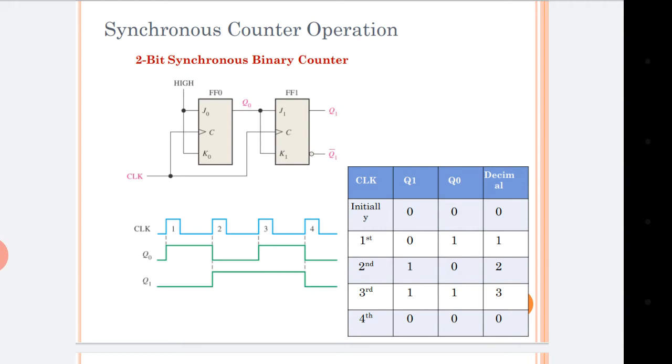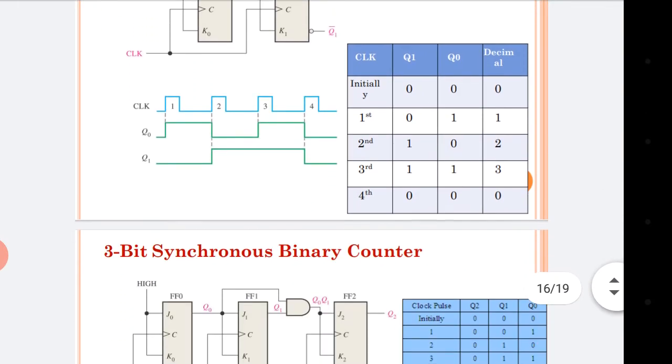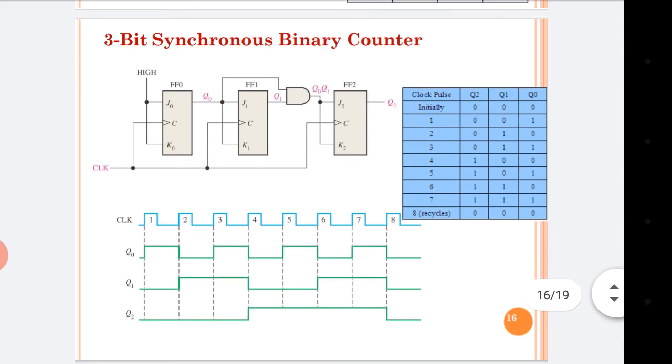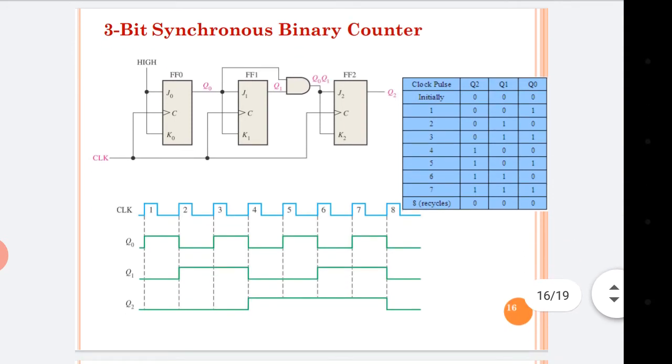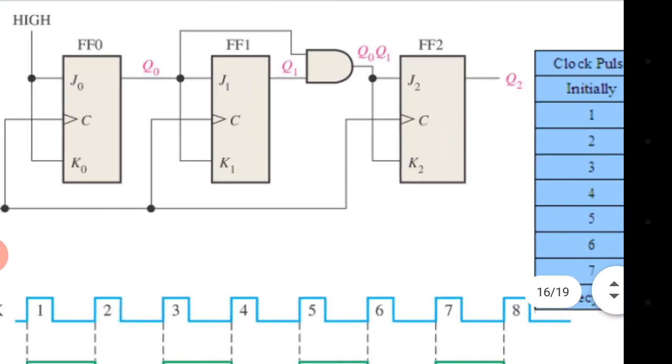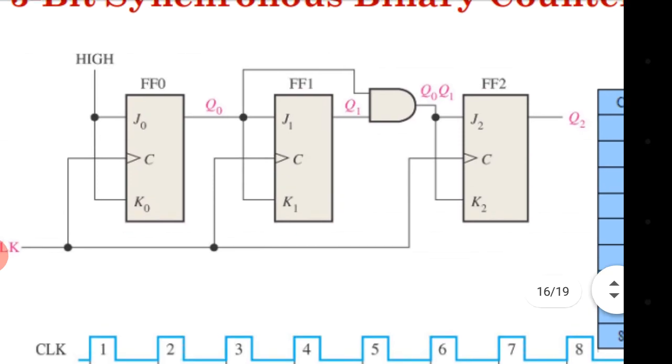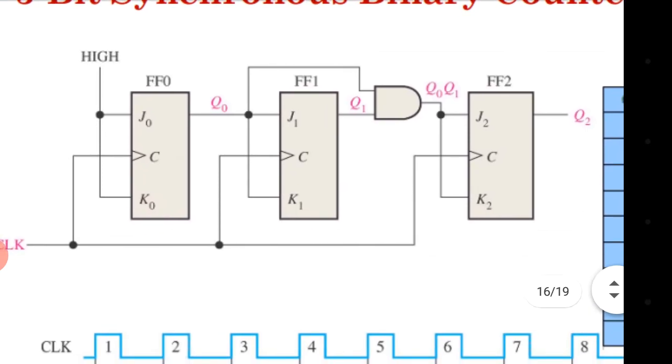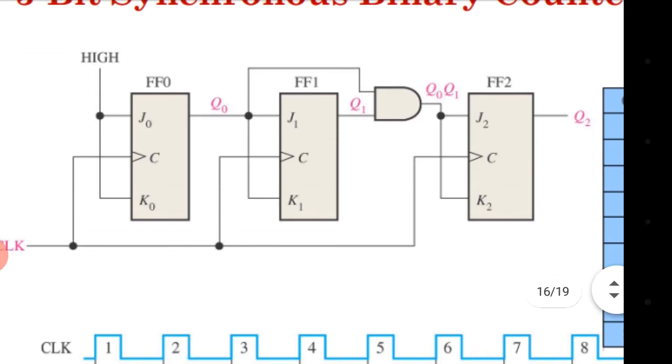You can see the timing diagram also, which is shown. In case of the 3-bit synchronous up counter, you will observe the diagram. 3 flip flops I have connected. I will zoom in. Yes, 3 flip flops are connected: flip flop 0, flip flop 1 and flip flop 2. In the 3-bit synchronous counter, the clock is common for all the flip flops.